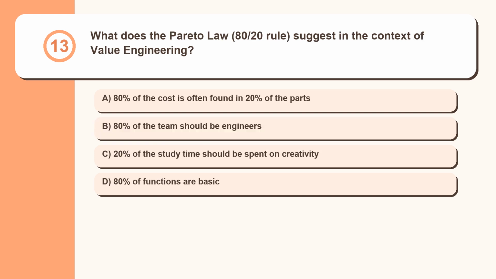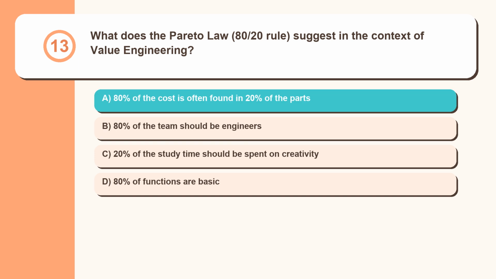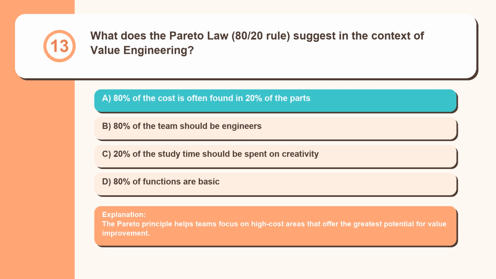Question 13. What does the Pareto law, 80/20 rule, suggest in the context of value engineering? 80% of the cost is often found in 20% of the parts. 80% of the team should be engineers. 20% of the study time should be spent on creativity. 80% of functions are basic. The Pareto principle helps teams focus on high-cost areas that offer the greatest potential for value improvement.